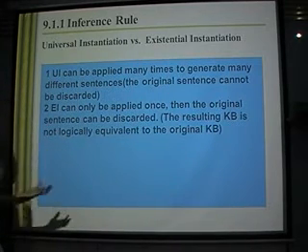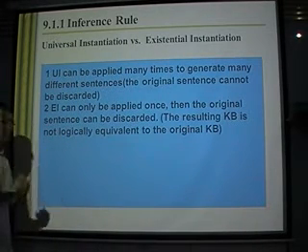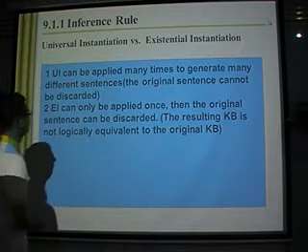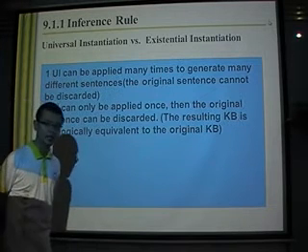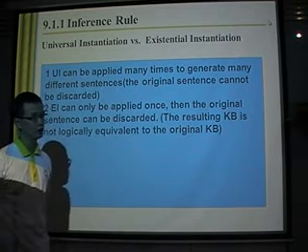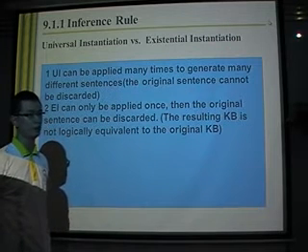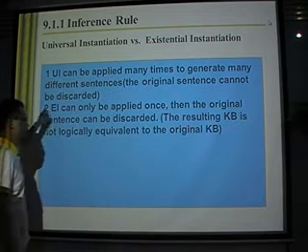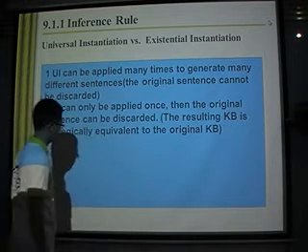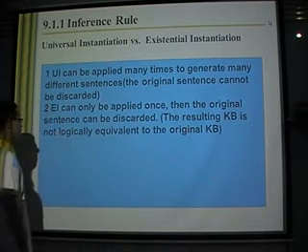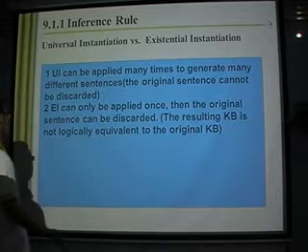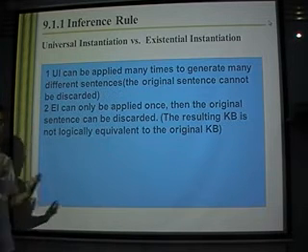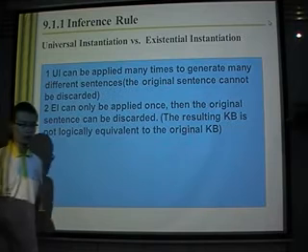When we compare these two rules, for universal instantiation, you can apply the rule many times to generate many different sentences, and the original sentence cannot be discarded unless you have enumerated all the objects in the model. But for existential instantiation, this rule can be applied once, then the original sentence can be discarded. The resulting knowledge base is not logically equivalent to the original, but is inferentially equivalent.